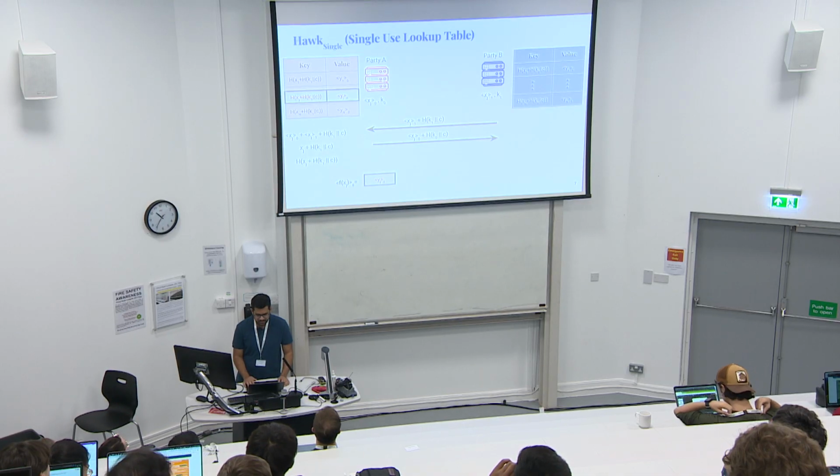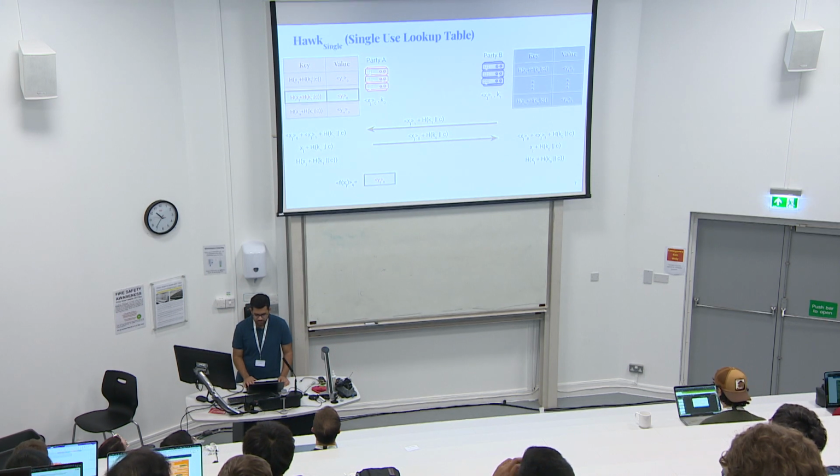Similarly, party A can send his share of xj masked with this hash, and party B can add his share of xj to this value, get the key, and use this key to query his table and get the output of yj. So this is the overview of how our single-use lookup tables work.